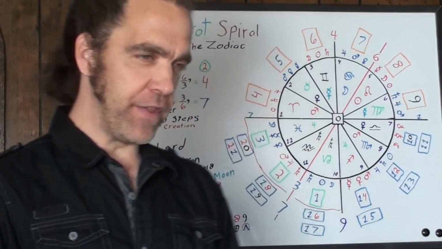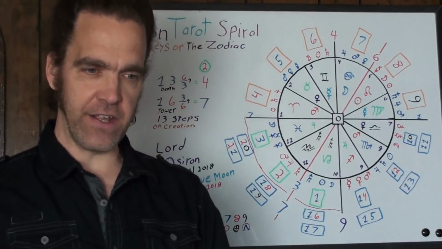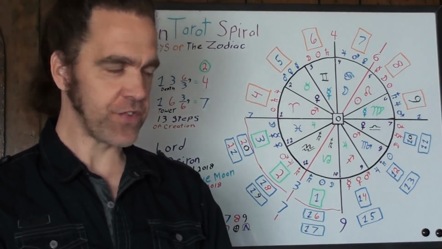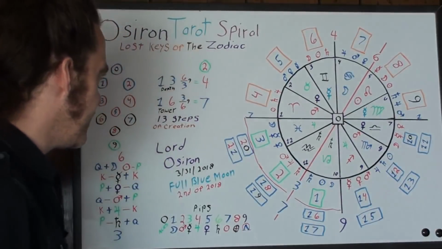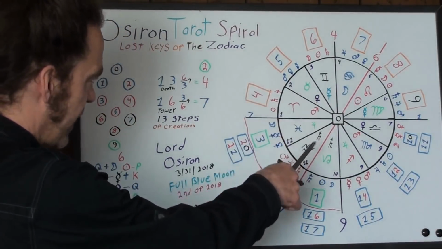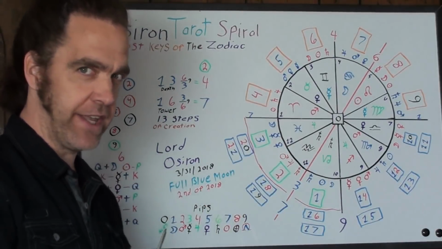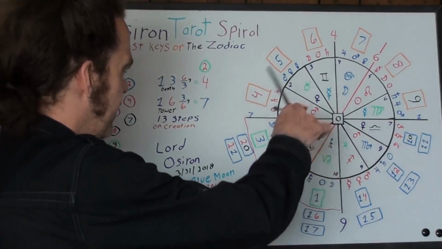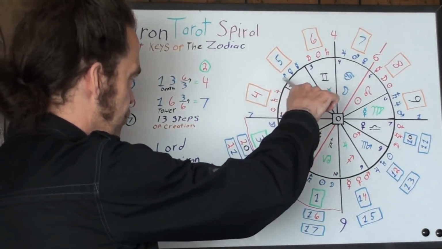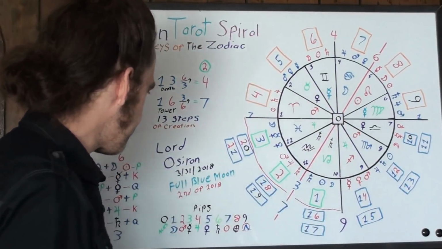But the main thing I'm going to do here is cover how the tarot keys interact with the Zodiac in a pictorial sense. And you see here, this is the Osiron Tarot Spiral with the proper planetary ring, which I cover in Part 8, the planetary deconception, and Part 7. But this shows how and why this is the proper planetary sequence for the deacons.